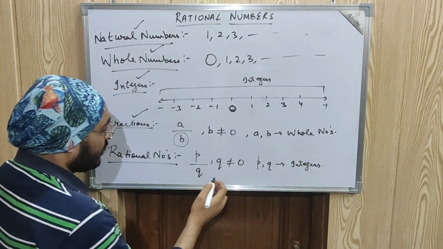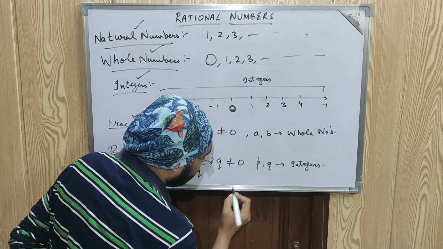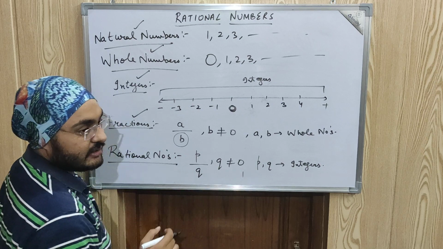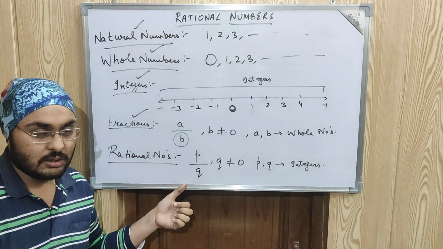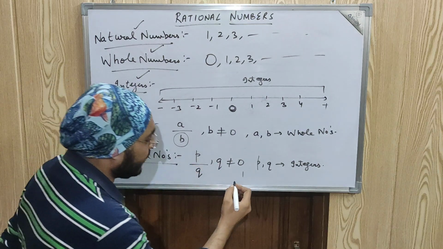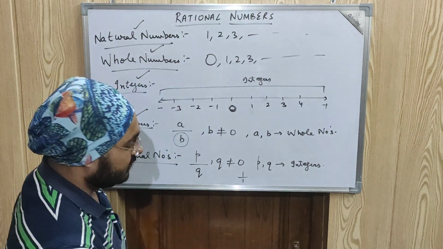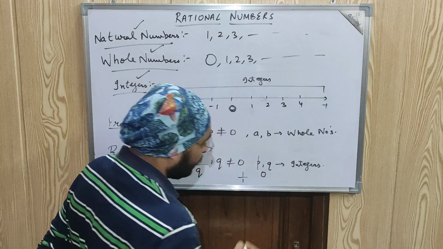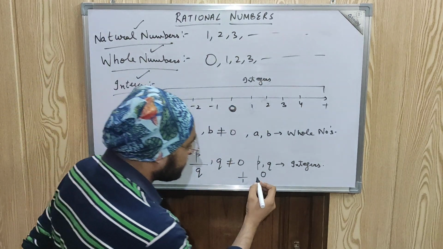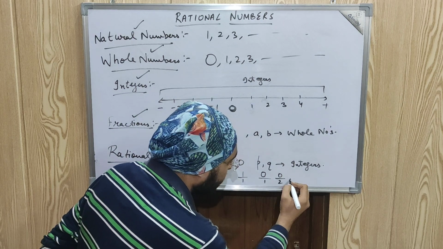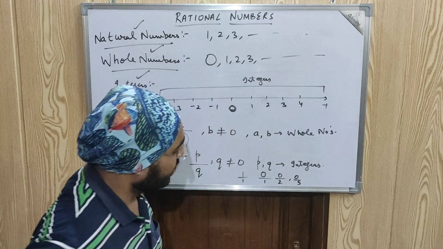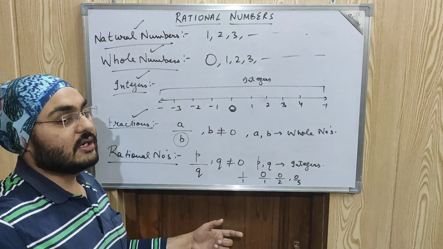So I can say simply that the natural numbers, the whole numbers, the integers, the fractions all come under rational numbers. Now if I am saying the number 1, you can say this is not in the form of p by q, but I can write it in the form of p by q. So I can write 1 by 1. If I am saying the number 0 only, yes, 0 is also a rational number. I can write 0 by 1, 0 by 2, 0 by 5. So all these are rational numbers.